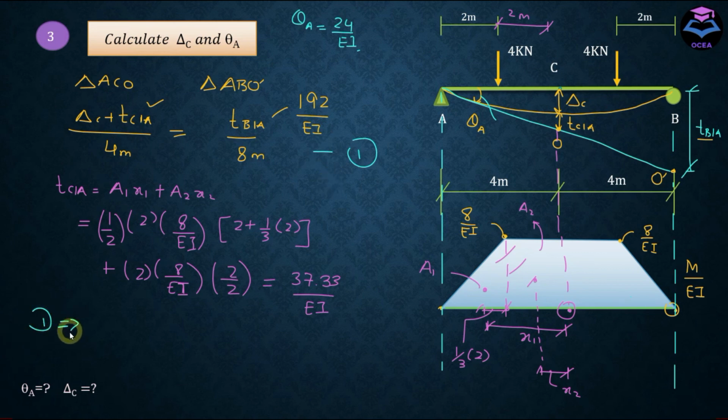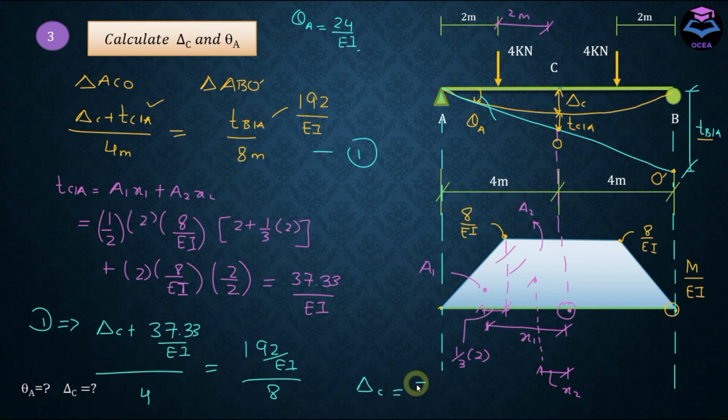Then equation number 1 implies that delta C plus TCA, which is equal to 37.33 over EI, divided by 4, is equal to 192 over EI upon 8. And if you solve this from here, delta C is equal to 58.67 over EI. And there you have it. We have deflection at C point equal to 58.67 over EI and theta A equal to 24 over EI. And we're done. Thanks for watching till the end.